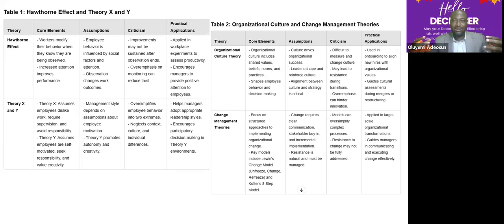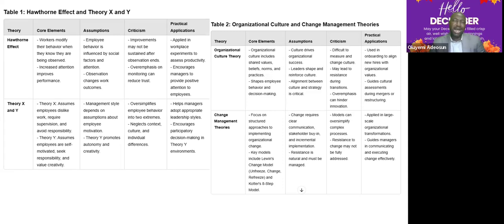Those kind of things shape and reinforce the culture. Okay. And another key assumption is that alignment between culture and strategy is very critical. Peter Drucker said, or is alluded to have said, that culture eats strategy for breakfast. So in organizational culture theory, one key assumption is that there's a critical alignment between culture and strategy so that we can achieve organizational results.